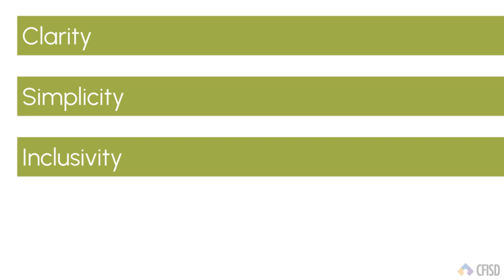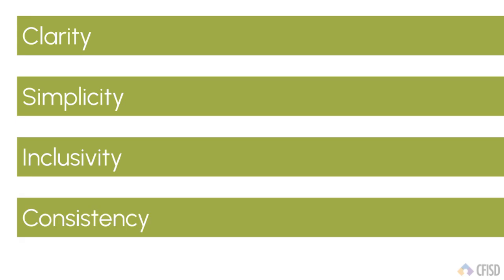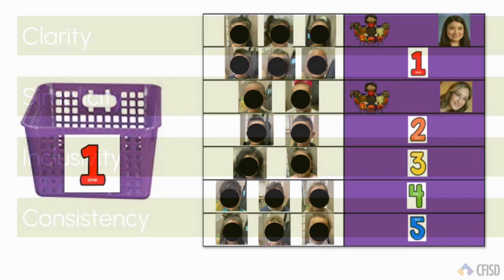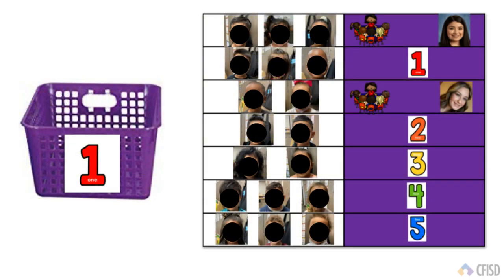Three, are all students represented in some way across the classroom? Four, is the same set of images used across settings? This means that the image on the tub is the same that matches the graphic on the screen.